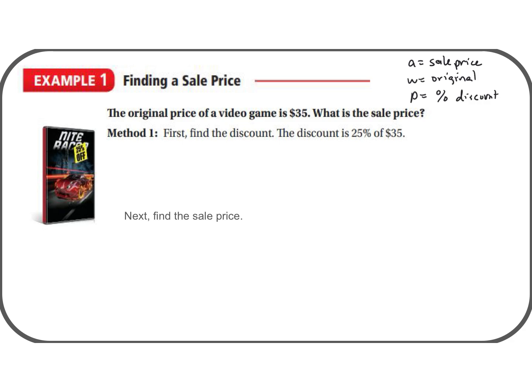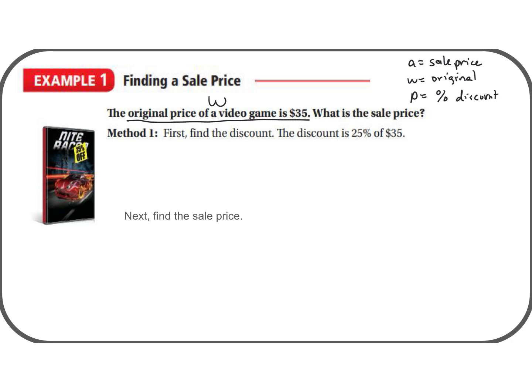It says the original price of a video game is $35. What is the sale price? So I'm going to go in, just like I did last time, and we're going to label each of these different things with an A, a P, or a W. My original price of a video game is $35. Now please, I know it says 35, so it's really easy to say, oh, that's A. Okay, we have to think of our context here. 35 represents my original price, that is W.